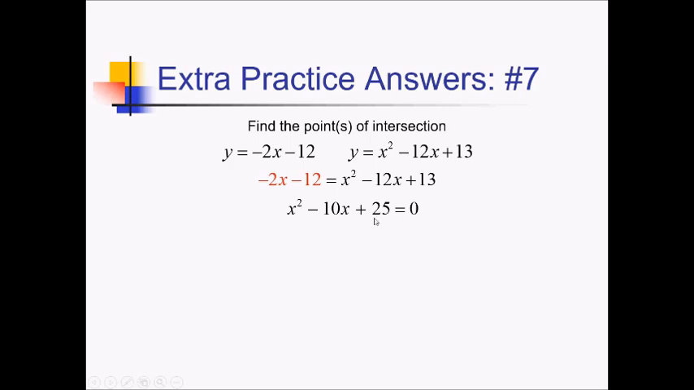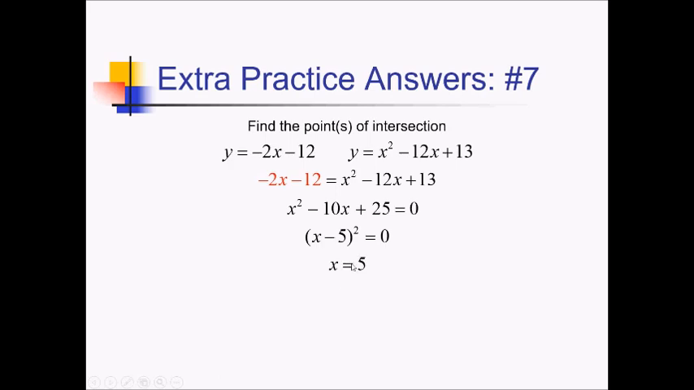So now factoring this, numbers that multiply to 25 and add up to negative 10, that would be negative 5 and negative 5. So let me just write x minus 5 squared equals 0. So then setting that equal to 0, we have x equals 5.